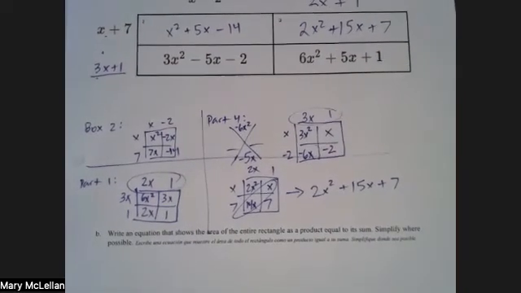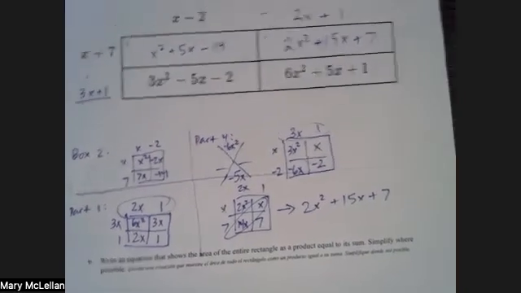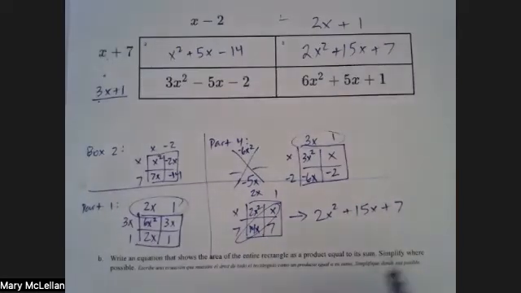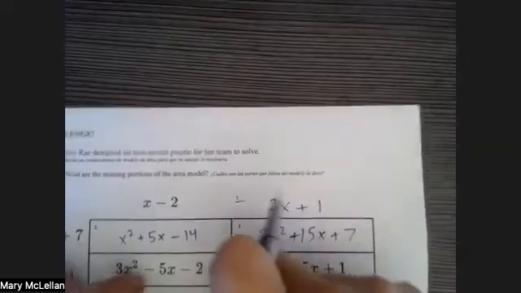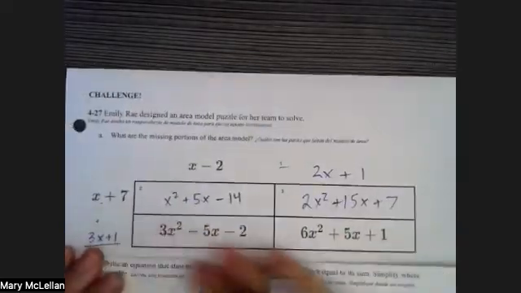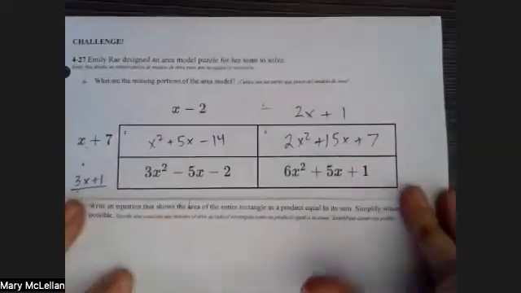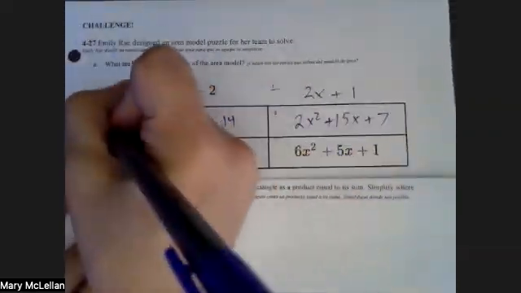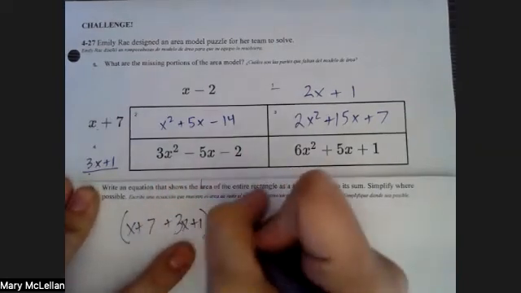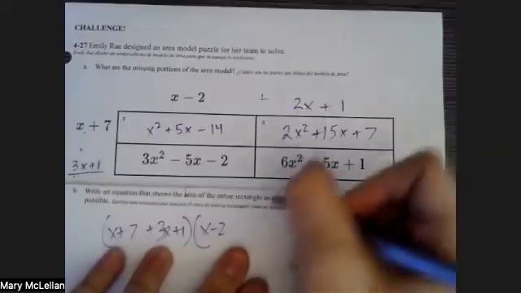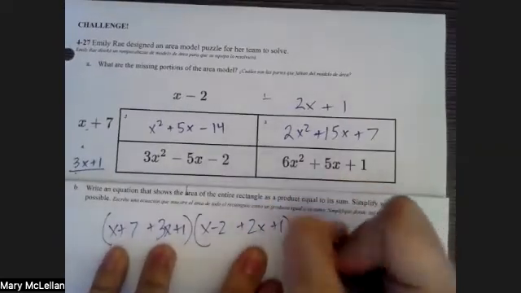Part B. Write an equation that shows the area of the entire rectangle as a product equal to its sum. Gross. All right. So product is length times width. I'm going to fold this up a little. Okay. Product is length times width. But my length and my width have like terms in them. So this is x plus 7 plus 3x plus 1 times x minus 2 plus 2x plus 1.